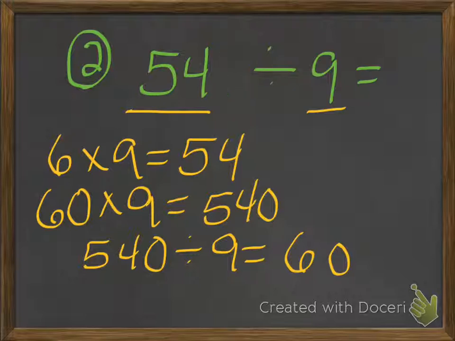Remember, another way that we talked about doing that is just don't look at the 0. Just kind of forget about the 0 for a minute, and then just do 54 divided by 9, and then you can tack on the 0. Again, just tack it on to the end like that, and then you get your answer. Okay, so that's one way of doing it.